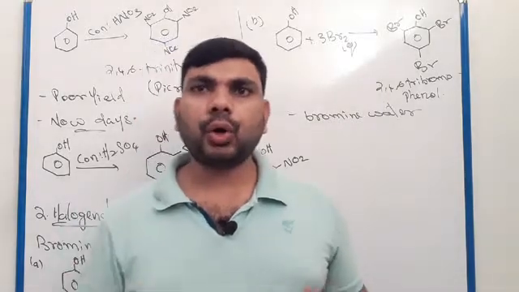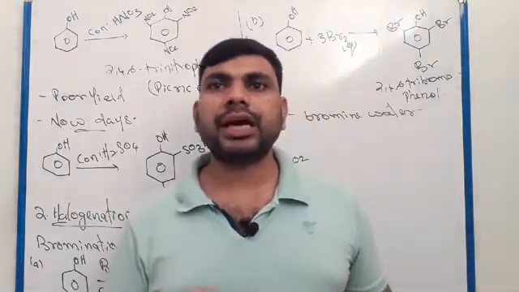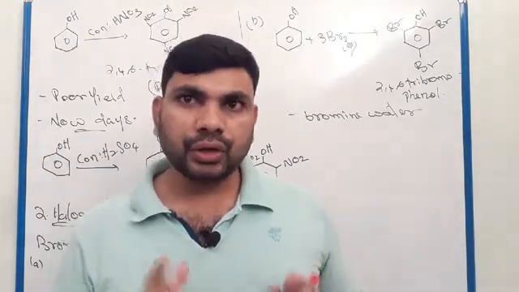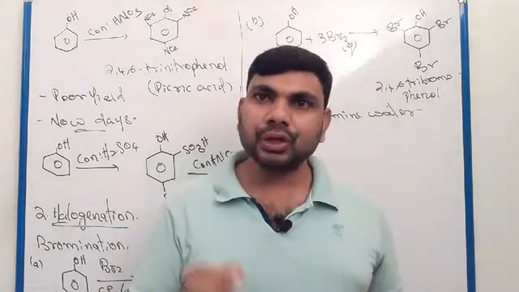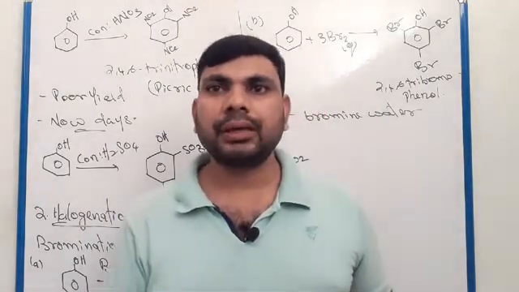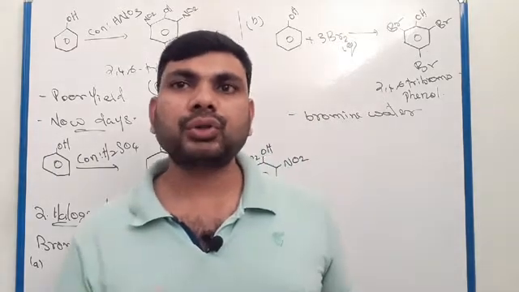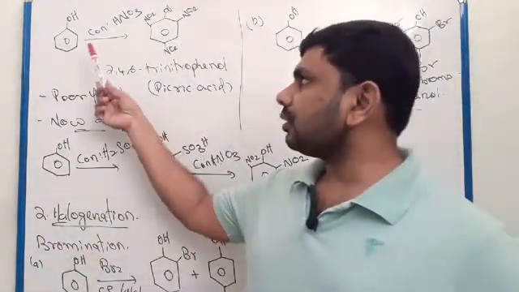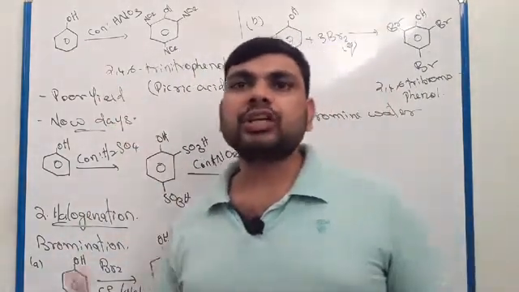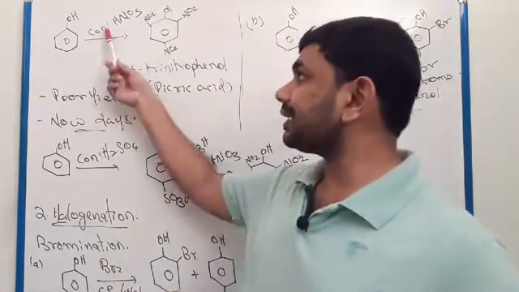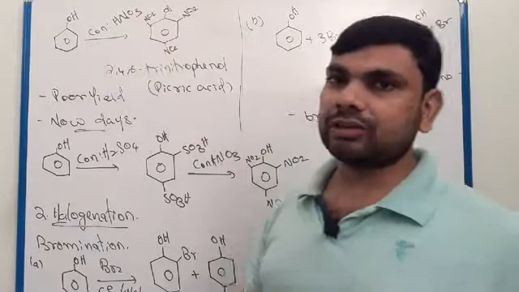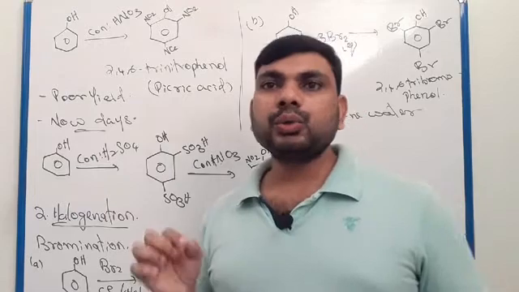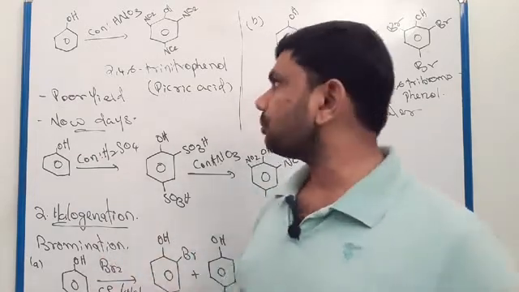Next, nitration. We already discussed nitration of phenol with dilute HNO3, where we get a mixture of orthonitrophenol and para-nitrophenol. Next, phenol reacting with concentrated nitric acid. The previous one was dilute nitric acid, now it is concentrated nitric acid. Phenol reacted with concentrated nitric acid gives 2,4,6-trinitrophenol.